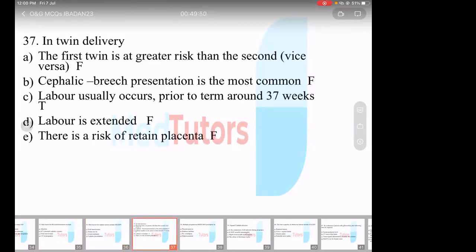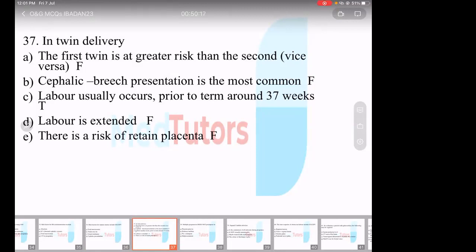Then question 37, in twin delivery. So this one has already been highlighted. The first twin is at greater risk than the second twin, and vice versa. This is false. It has already been written there. And then B, cephalic breech presentation is the most common. No, cephalic is the most common presentation.